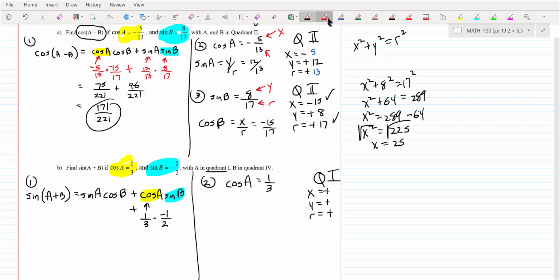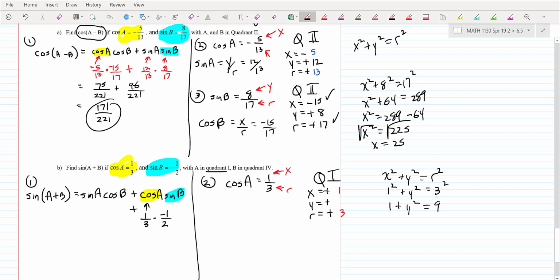So what this would mean then is the cosine is x over r. So that would mean x is 1, r is 3. And then we can use the Pythagorean theorem to find what y is, which we'll need. So we basically have x squared plus y squared is r squared. So you'd have 1 squared plus y squared equals 3 squared. So that would be 1 plus y squared equals 9.